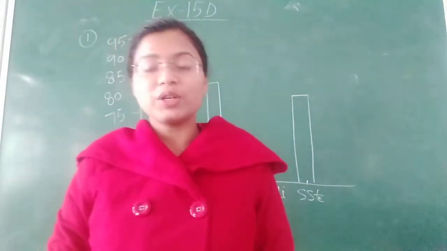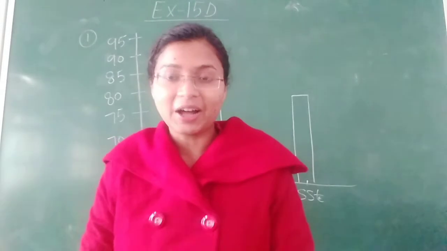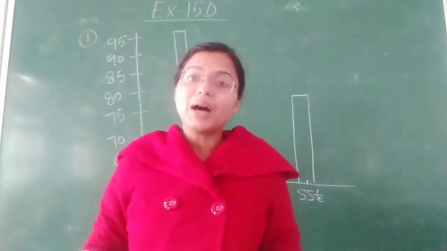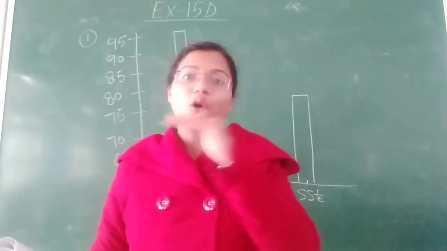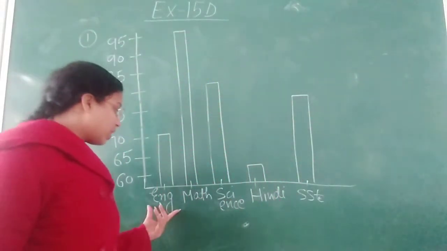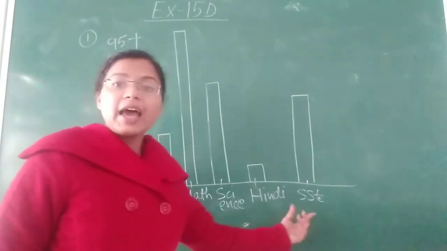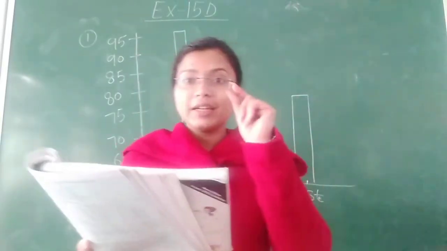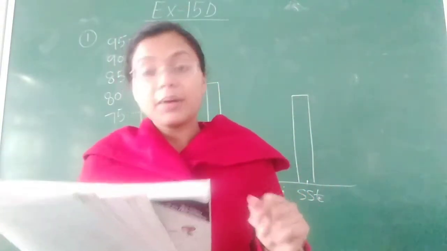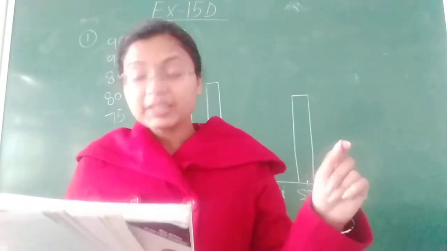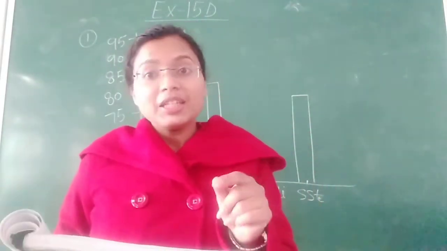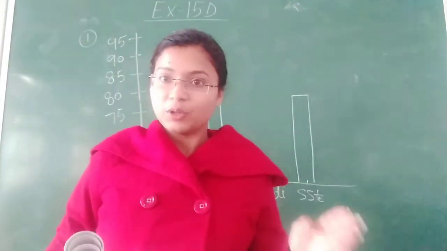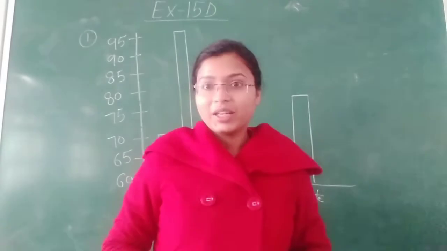In our next question, you also have to plot a bar graph. Some subjects are given and their marks are given. First write down all the subjects: English, Math, Science, Hindi and Social Science, which is SST. Now check the least number here. The least number is 60 and the maximum number is 95, meaning you have to take a range between 60 and 95. So let's start plotting our graph.